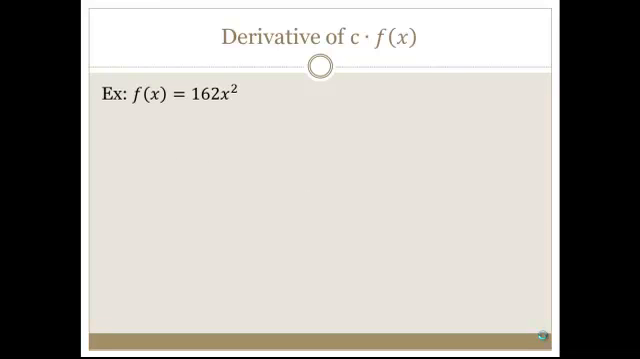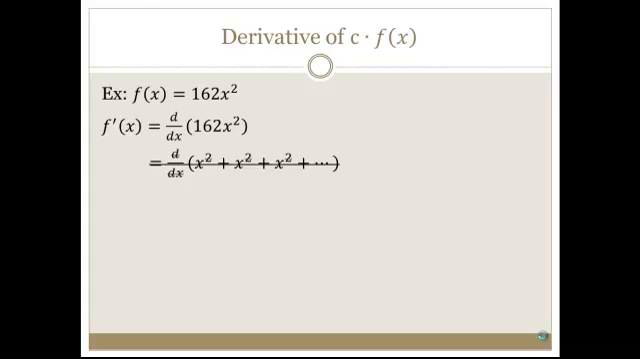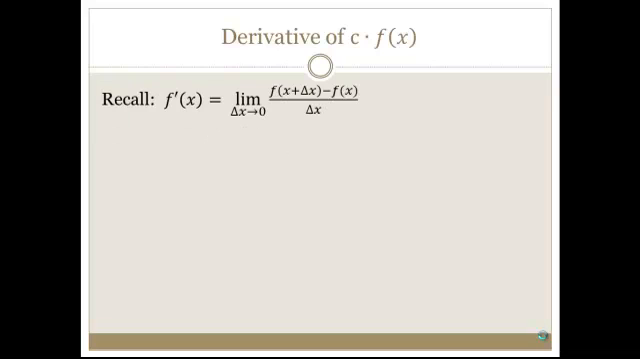Let's now change our function to f of x equals 162x squared, and we want to compute its derivative. Using the technique we just looked at, we can write this as the derivative of x squared plus x squared plus x squared, and so on 162 times. But we don't really want to do that. So let's go back to our definition of the derivative.